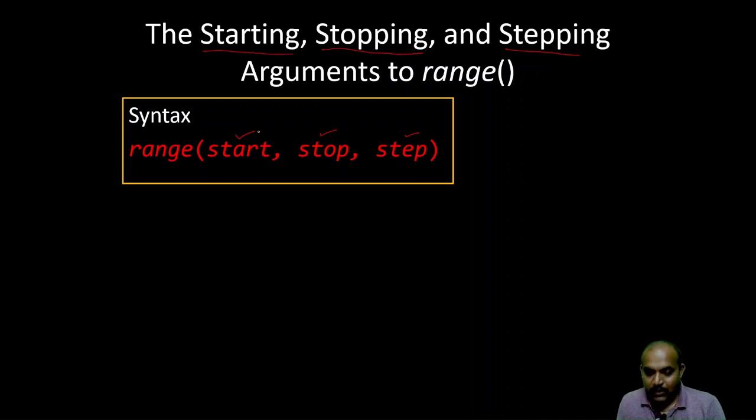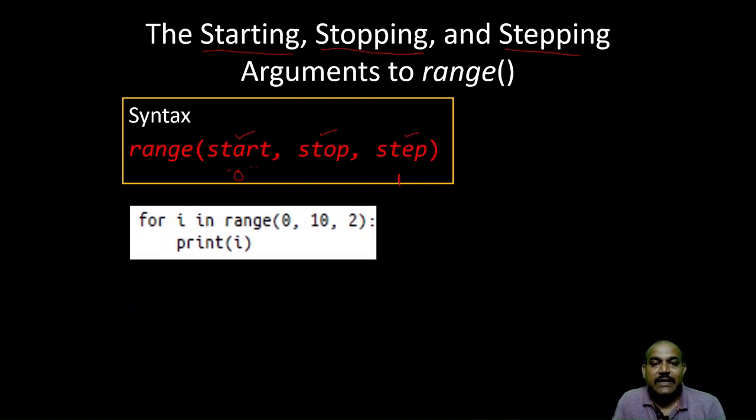By default, what will be the start value? It is 0. What is the step value? It is 1. That means you are going to increment the variable by 1. Let us take one example here. For i in range of 0, what is the meaning of that? i will initially be 0. If you do not specify 0 and specify 2, then i will take the value 2. That is the starting position.